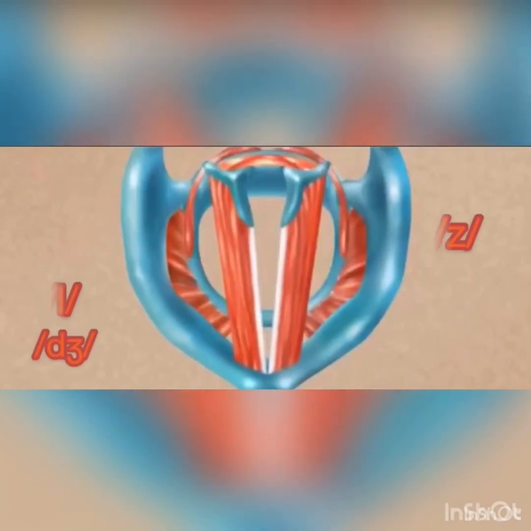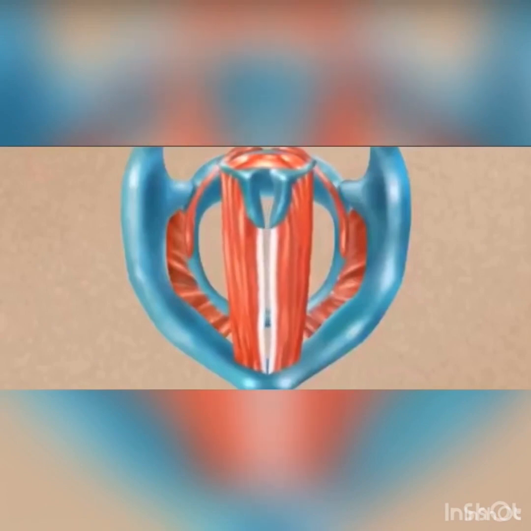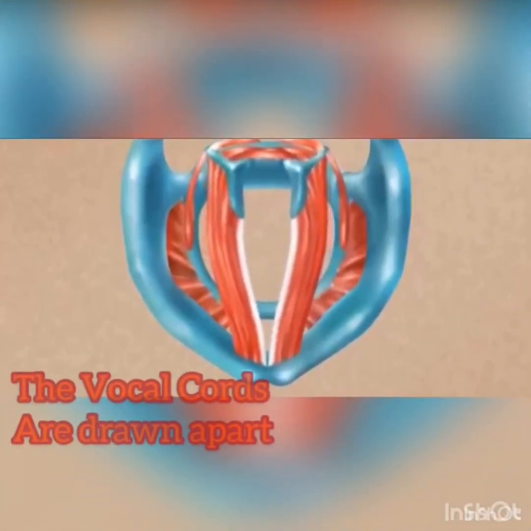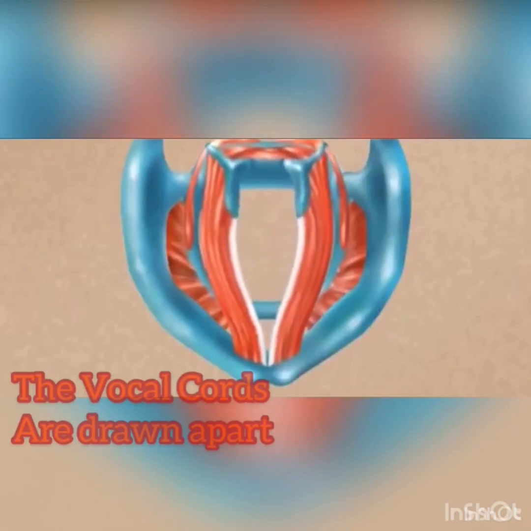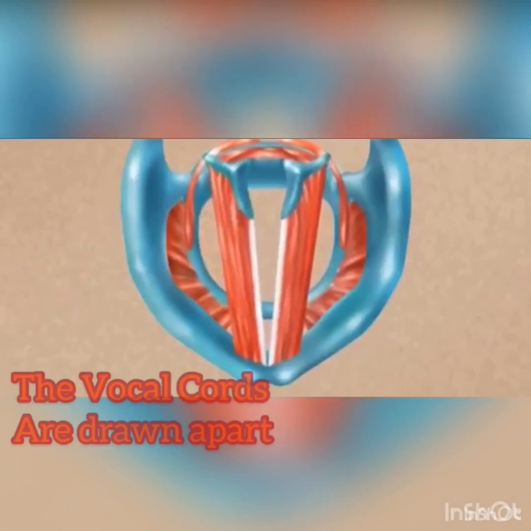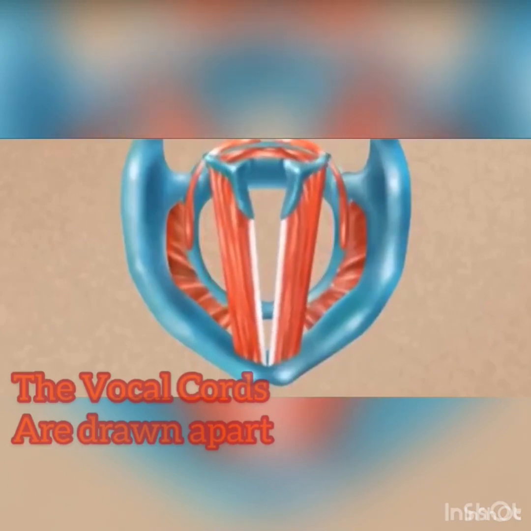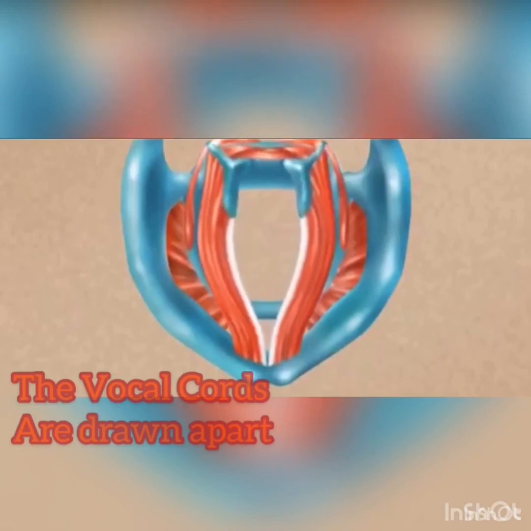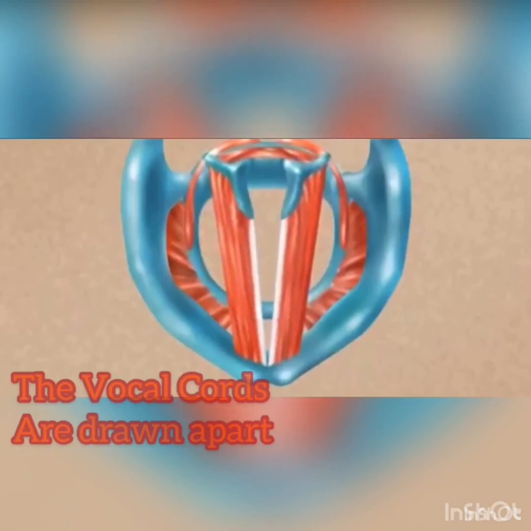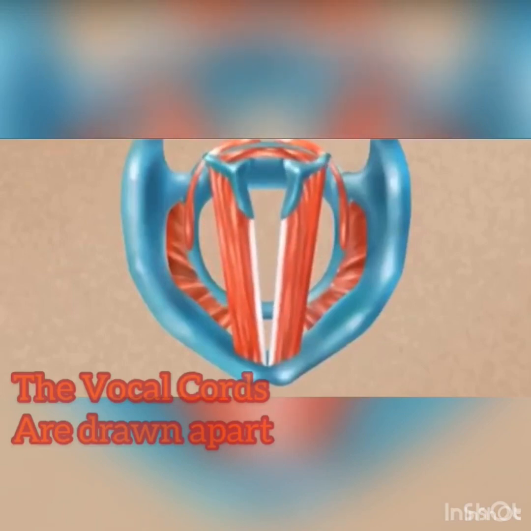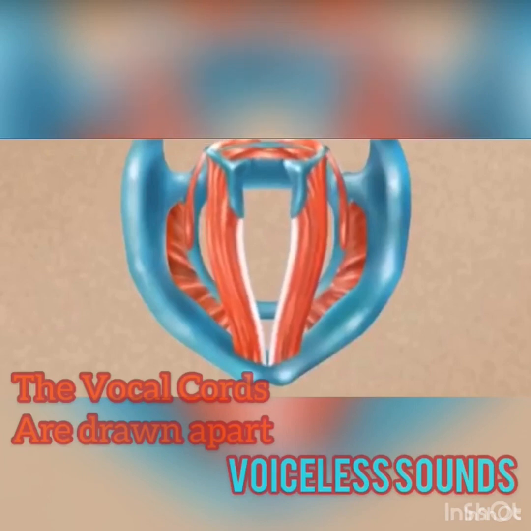The second position of the vocal cords is when they are drawn apart. ثاني وضع تأخذ به الحبال الصوتية هي عندما تبتعد تلك الحبال الصوتية عن بعضها البعض تماما، لتسمح للهواء القادم من الرئتين للمرور عبرها بسهولة، ما يسبب عدم حدوث vibration، وبالتالي تنتج أصواتا خالية من هذا الاهتزاز وتسمى voiceless sounds.